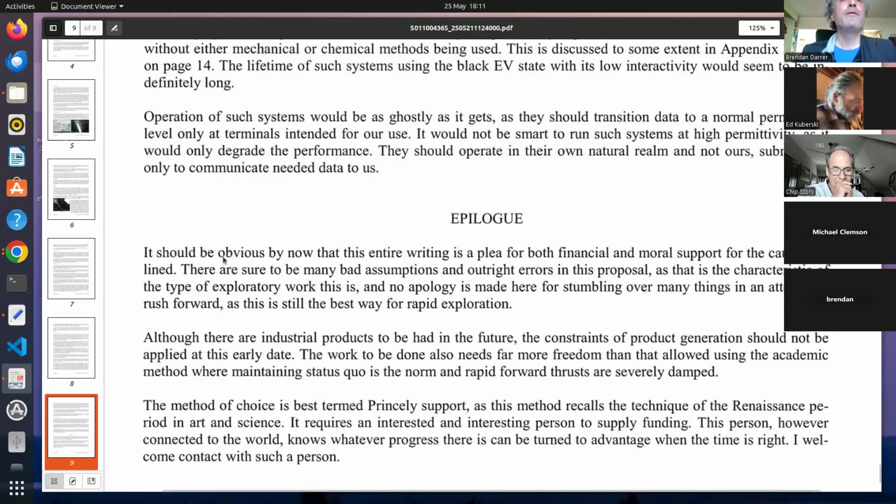Epilogue. It should be obvious by now that the entire writing is a plea for both financial and moral support for the cause outlined. There are sure to be many bad assumptions and outright errors in this proposal, as that is the characteristic of the type of exploratory work this is. And no apologies are made here for stumbling over many things in an attempt to rush forward, as this is still the best way for rapid exploration.